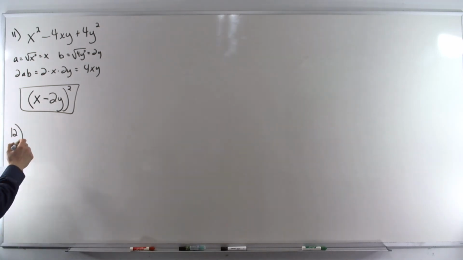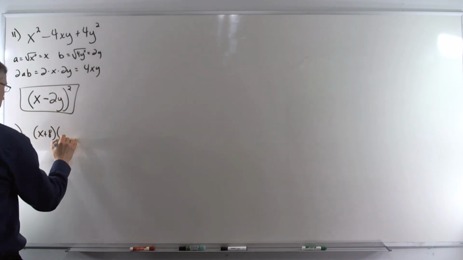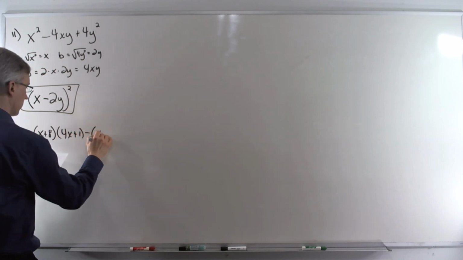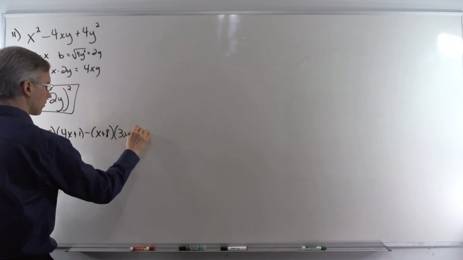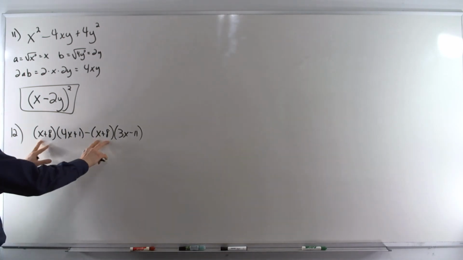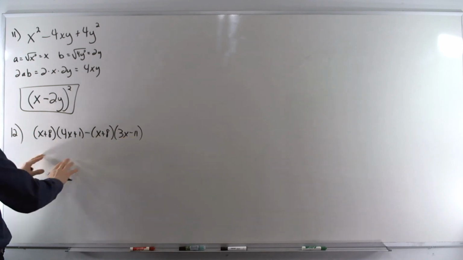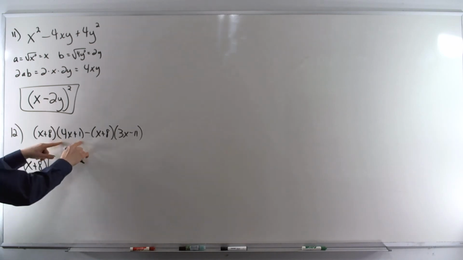Number 12, got another one with some binomials here. So first thing I'm going to do is factor out the matching binomial. That's going to come out front. Everything that is not removed remains. So we'll take that out. What remains is 4x plus 1.